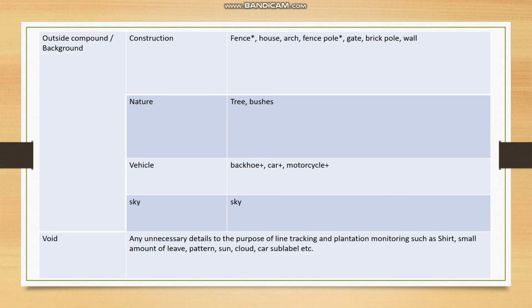There's another small category which is named void. It covers any details unnecessary for the purpose of line tracking and plantation monitoring, such as small amounts of leaf, the pattern, sun, cloud, car, sublabel, and so on.